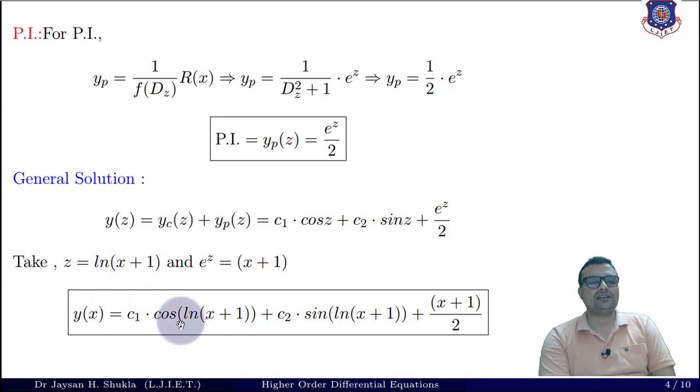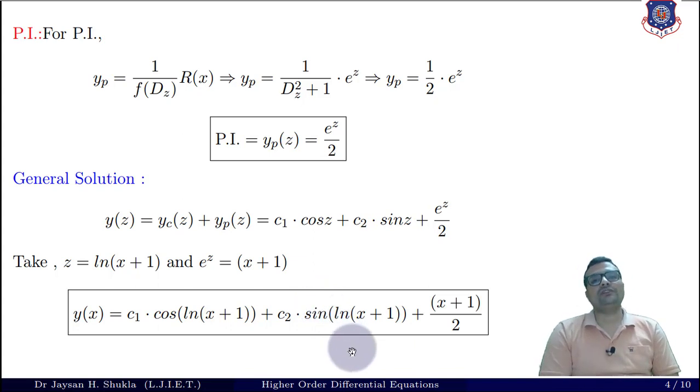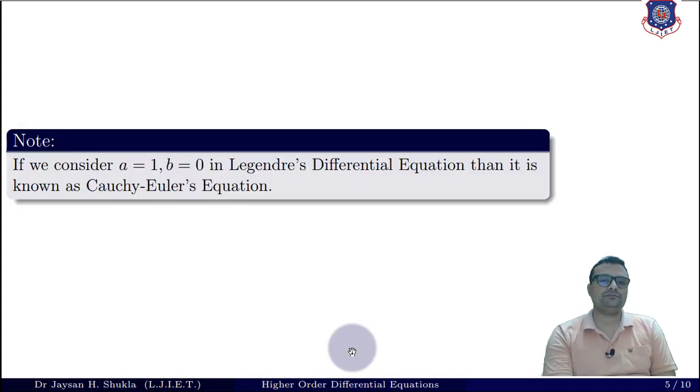Z is log of x plus 1, so it is cos of log of x plus 1 plus c2 sin of log of x plus 1 plus x plus 1 by 2. This is how you can find the solution using our regular technique with the help of that assumption, which will convert your variable coefficient into constant coefficient.